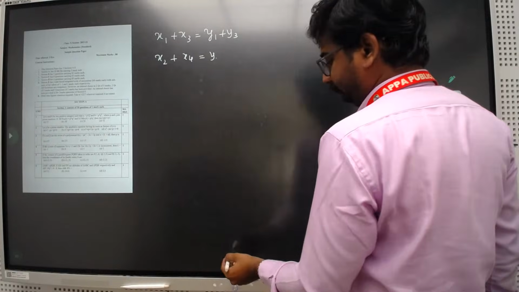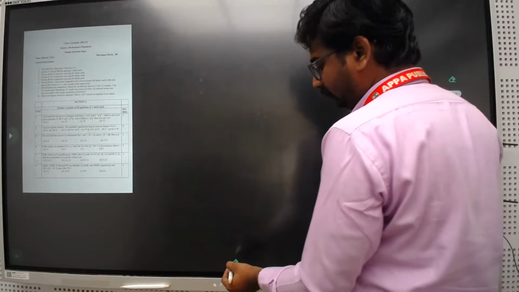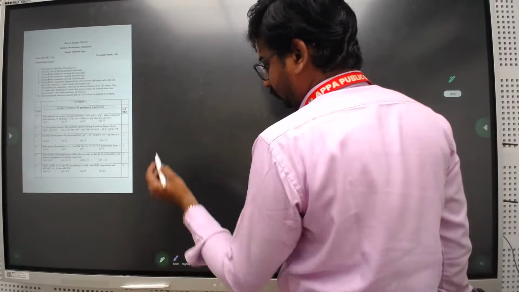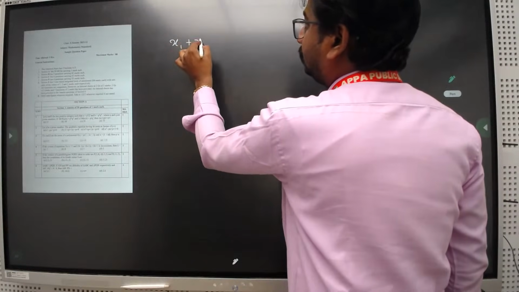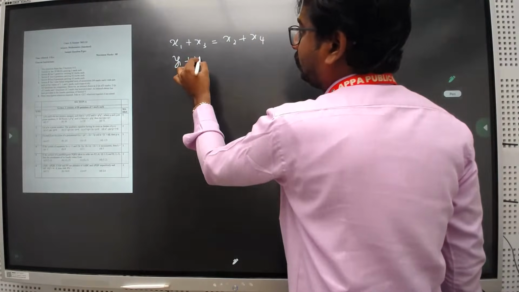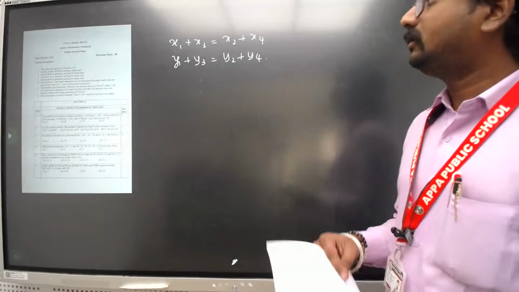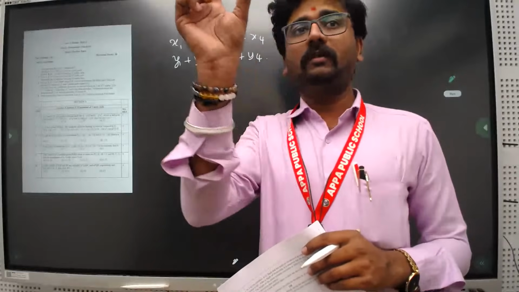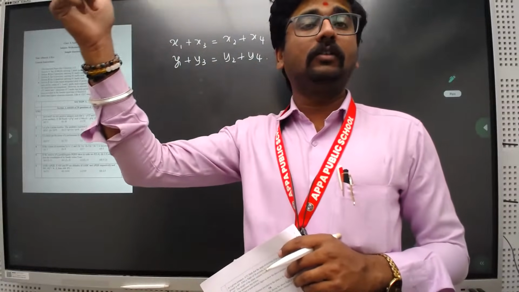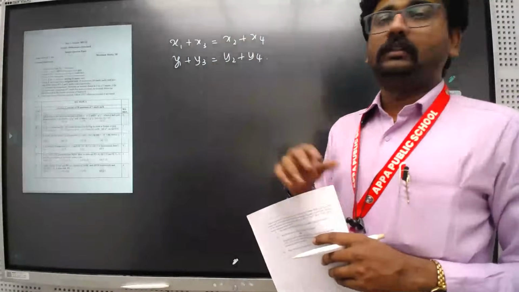x1 plus x3 is equal to x2 plus x4. y1 plus y3 is equal to y2 plus y4. Because in parallelograms, when you join the diagonals, they bisect at what point? O. So that bisecting point O is called the midpoint, because OA will be equal to OC, OB will be equal to OD. So instead of doing that theoretical procedure, you remember this formula, because the divided by 2 also will get cancelled.